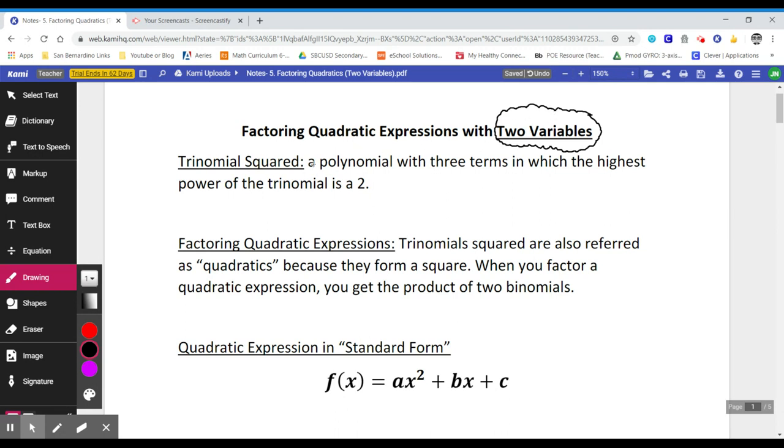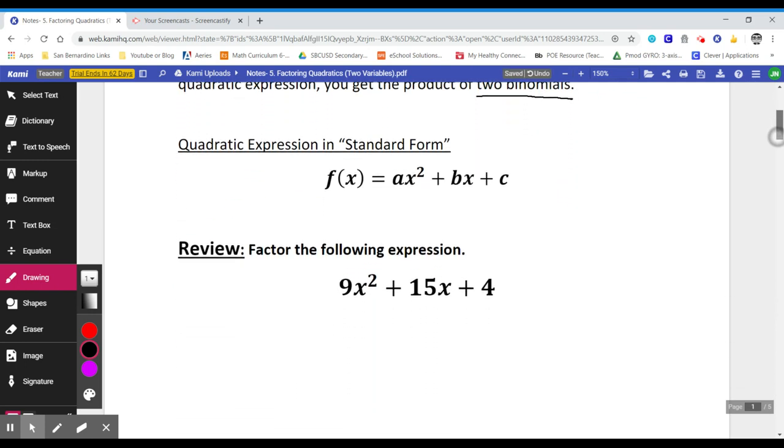And remember, quadratic is another way of saying a trinomial squared. It's a polynomial with three terms in which the highest power of the trinomial is a 2. To factor a quadratic expression, the trinomial squared, which is also referred to as quadratics, you need to write the expression as a product of two binomials. So you've done all this before. Just a little quick recap.